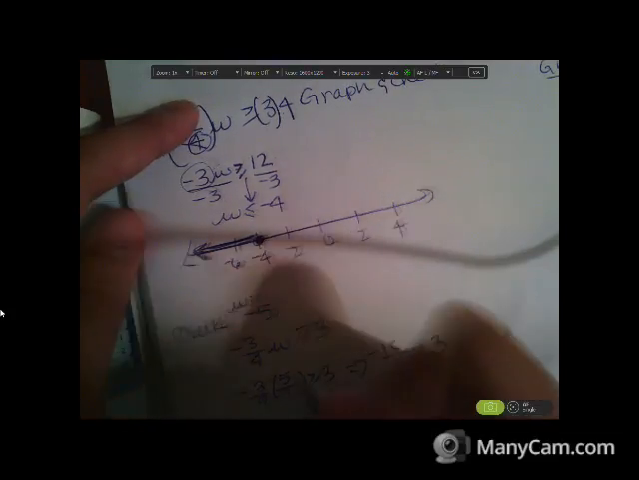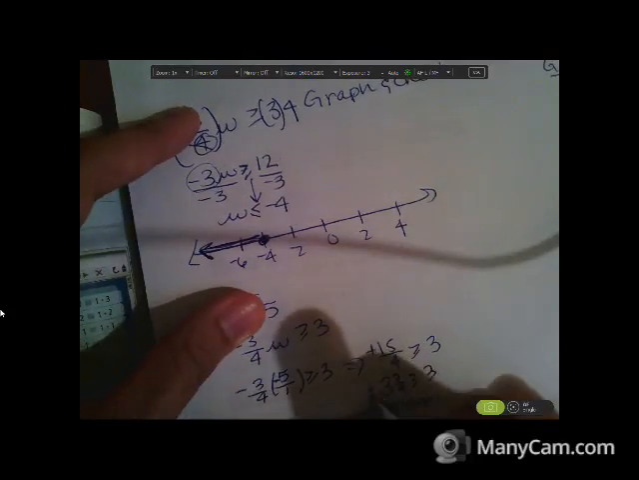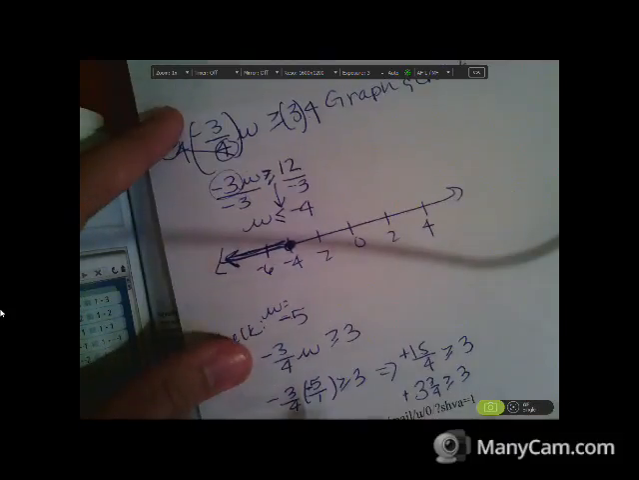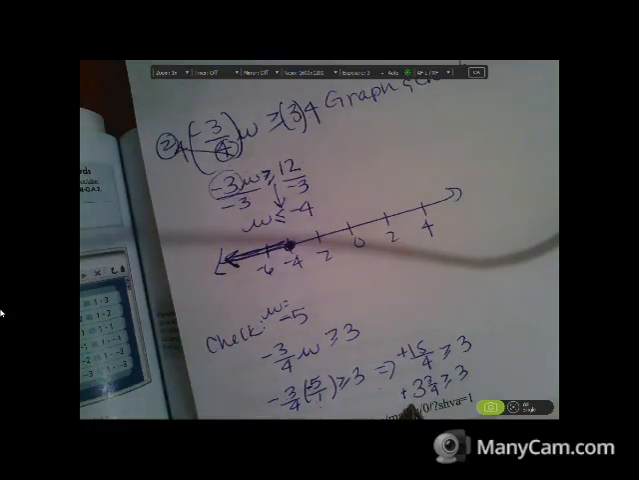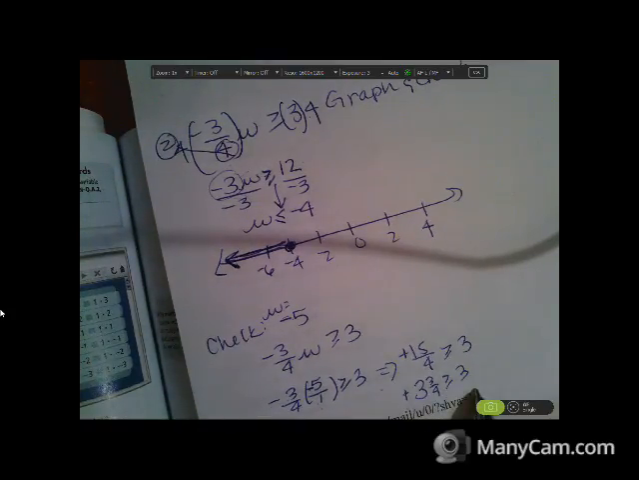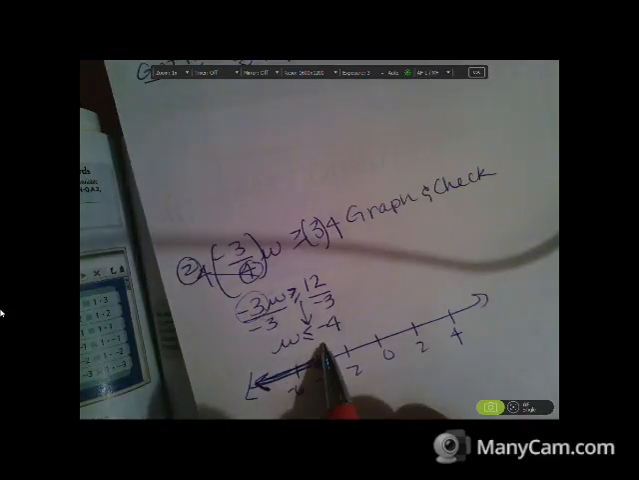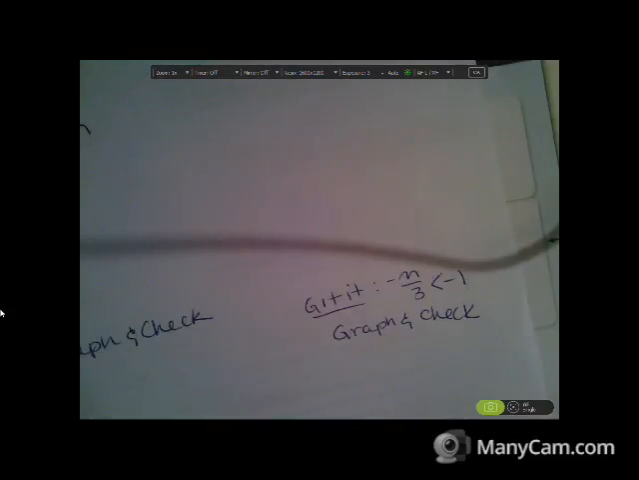Oh, it's a negative 5. Oh, sorry. That is true. So, remember, we did negative 3/4 times negative 5. And that meant that negative times negative gives you positive 15 over 4. Then that turns into 3 3/4, which is greater than or equal to 3. And so this is right. So this solution, w is less than or equal to negative 4, is in fact correct. So, let me try to got it here.